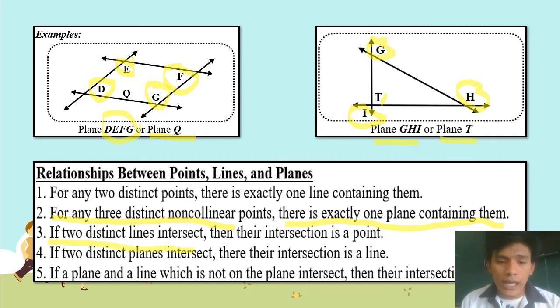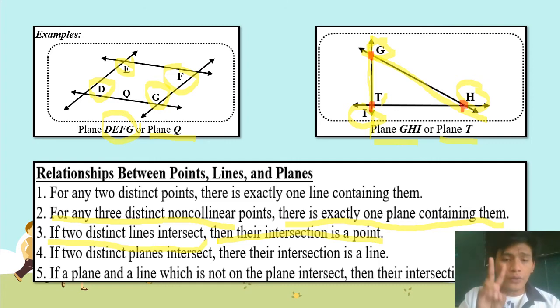If two distinct lines intersect, like this one, from line GH and line IG, their intersection is a point. So there's an intersection found here, there's an intersection found in this one, same here, and same also here.